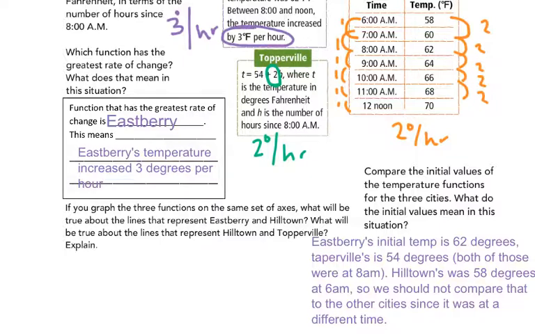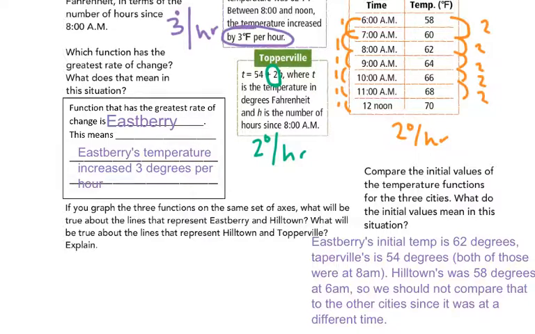Alright, now let's go to this case here. If you graph the three functions on the same set of axes, what will be true? Okay, so we're graphing on the same set of axes. What will be true about the lines that represent Eastbury and Hilltown? If you take a look at Eastbury and Hilltown, Eastbury's temperature is increasing at 3 degrees per hour. Hilltown's is increasing at 2 degrees per hour.